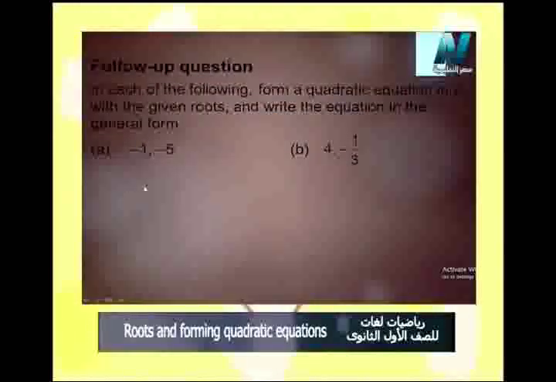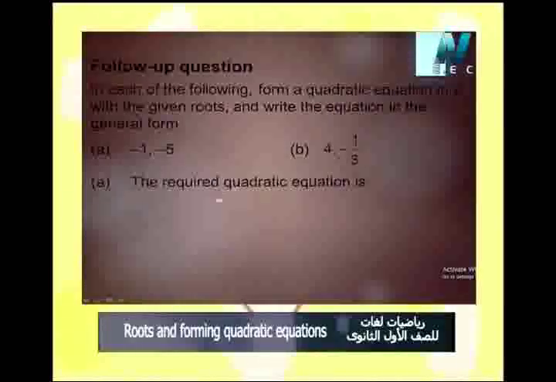Let's move to the next slide. Follow-up questions. In each of the following, form a quadratic equation in x with the given roots and write the equation in the general form. A, we have the two roots negative 1 and negative 5. B, the two roots are 4 and negative 1 over 3. Look carefully here.